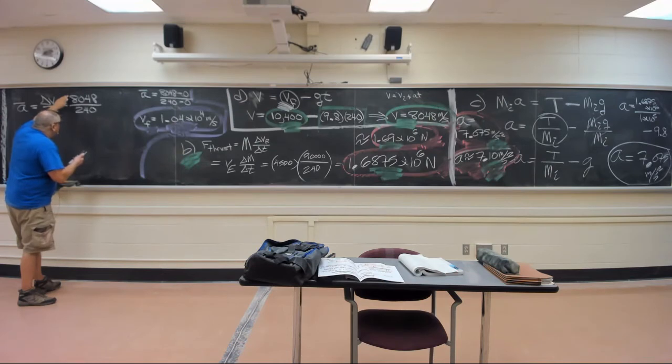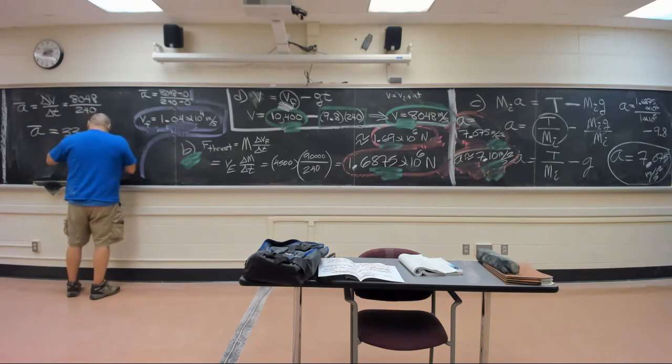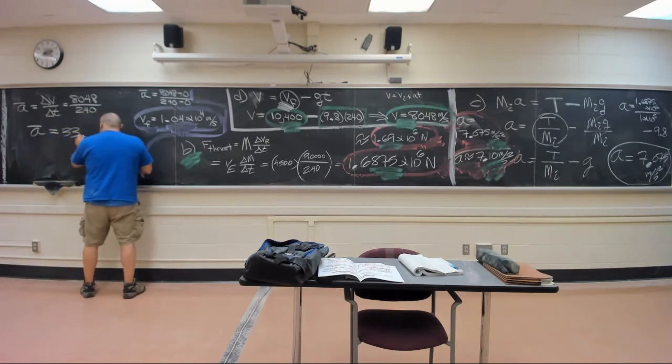This is 8,048. This is a difference in velocity of 8,048 meters per second divided by 240 seconds. Okay, at least I almost fell over when I saw this, but I'm getting this.